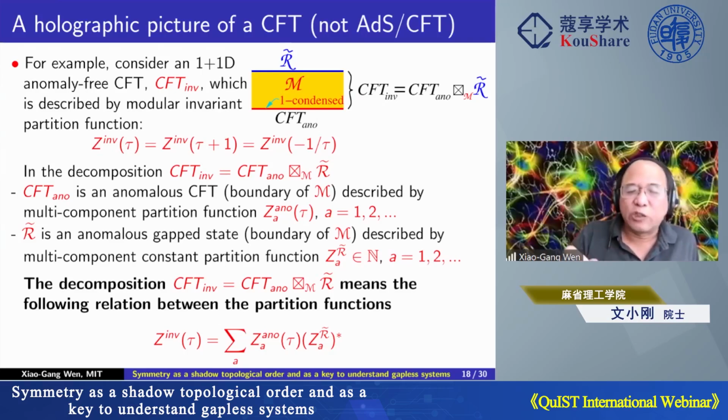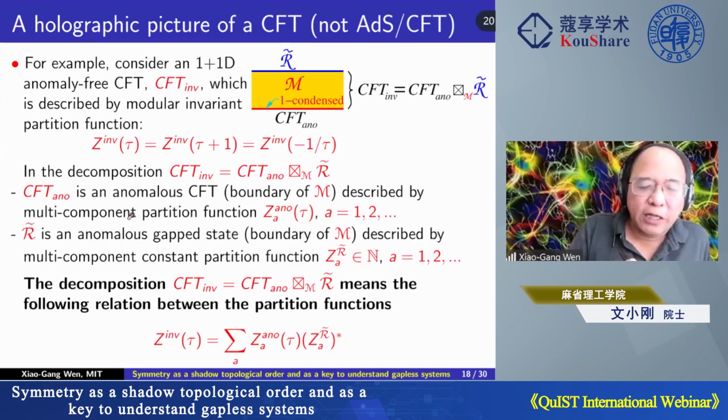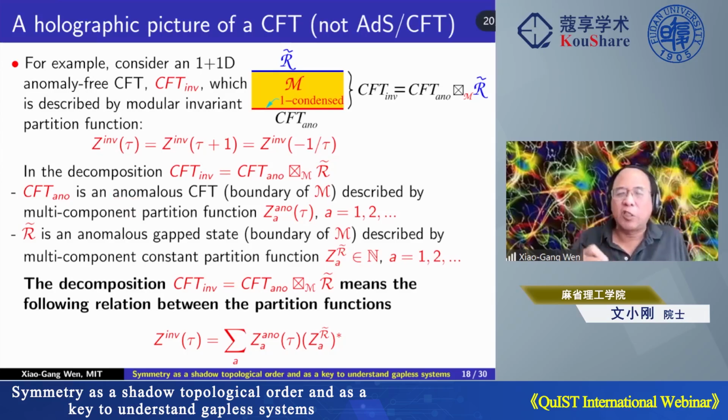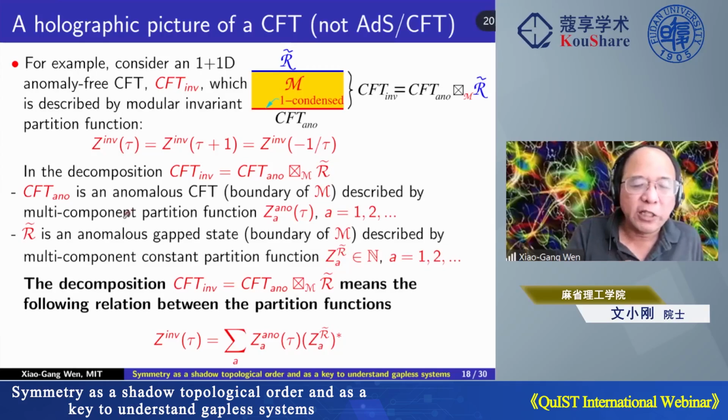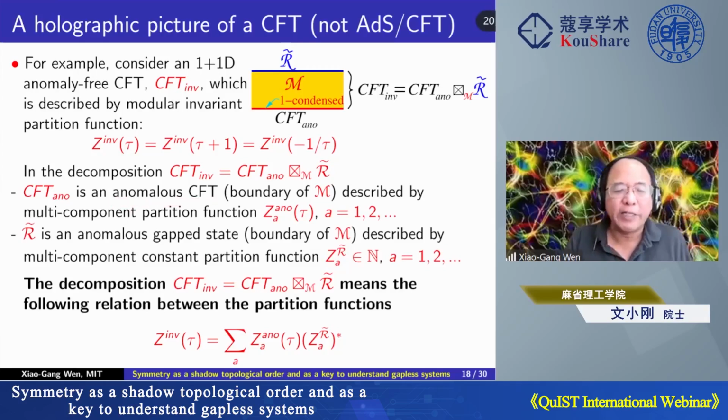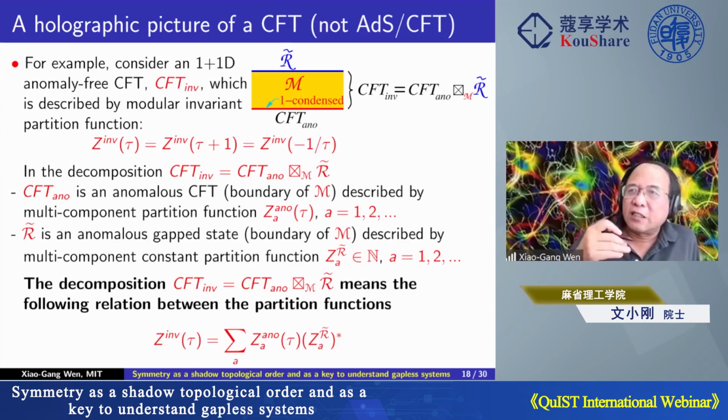And here, to see this direct connection, we notice that for an anomalous theory, when the bulk topological order is non-trivial, this anomaly actually corresponds to a non-invertible anomaly, because this bulk topological order usually does not have an inverse which can cancel it. So we can call this a non-invertible gravitational anomaly. So those anomalous CFTs have a non-invertible gravitational anomaly. And the systems with non-invertible gravitational anomaly are described by this multi-component partition function.